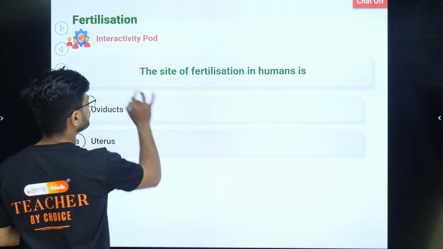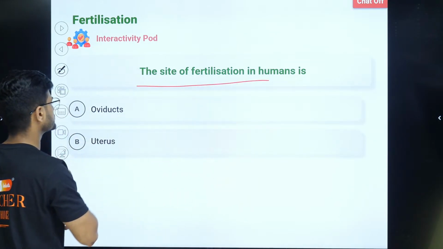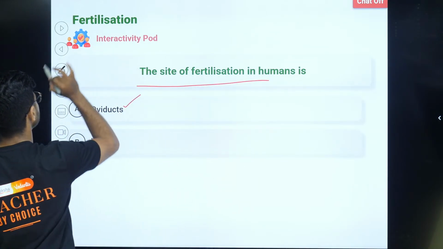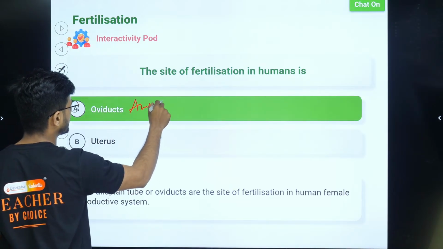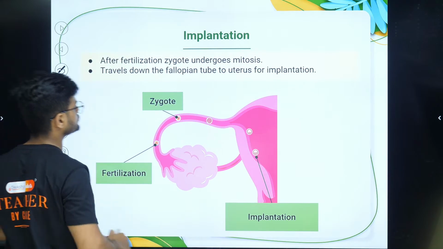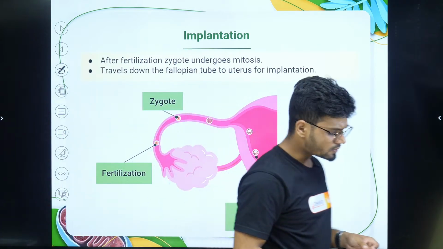The site for fertilization in humans is what? The site for fertilization is the oviduct, specifically the ampulla region. Ampulla region. Now, implantation, very important.